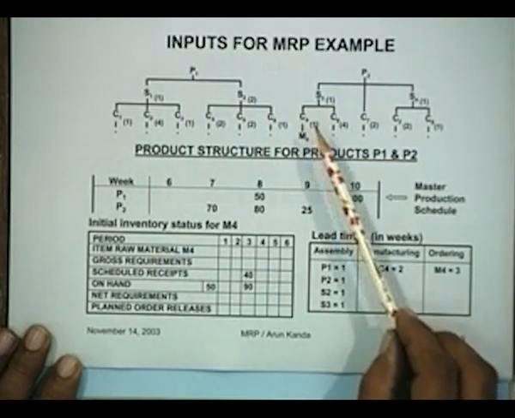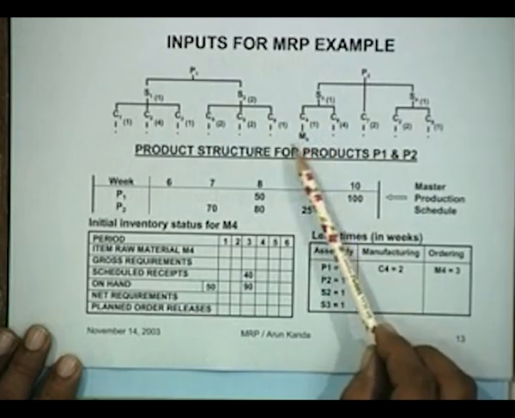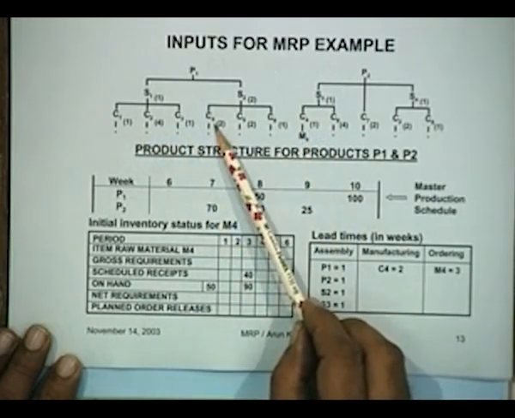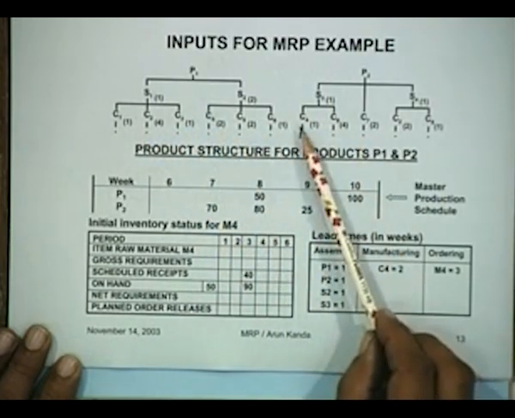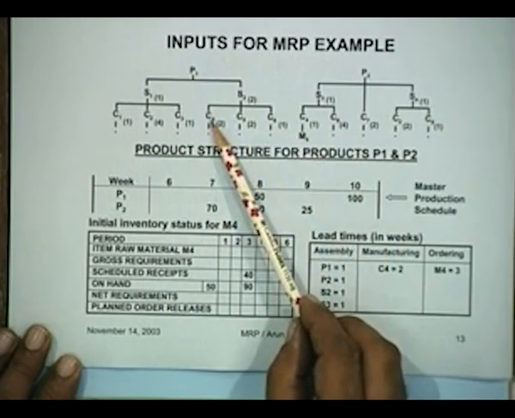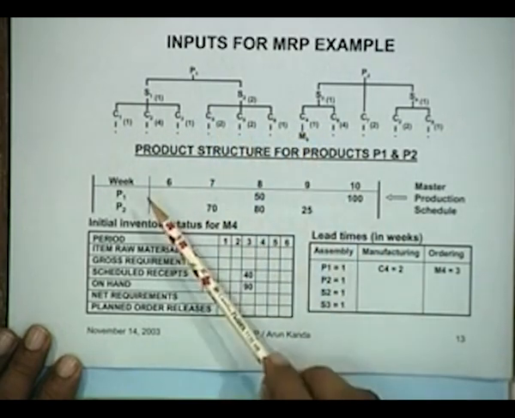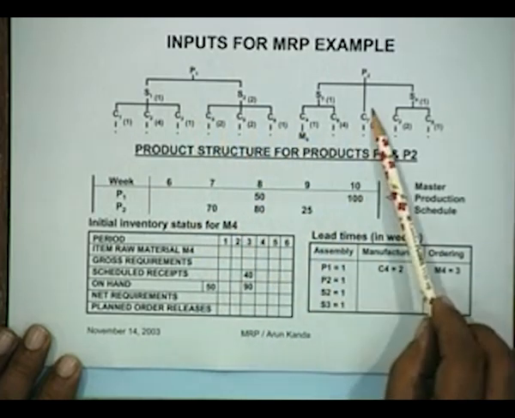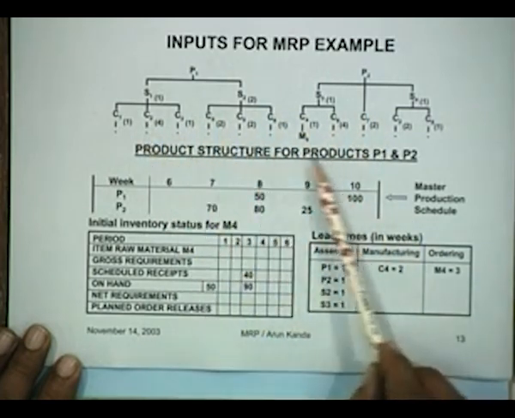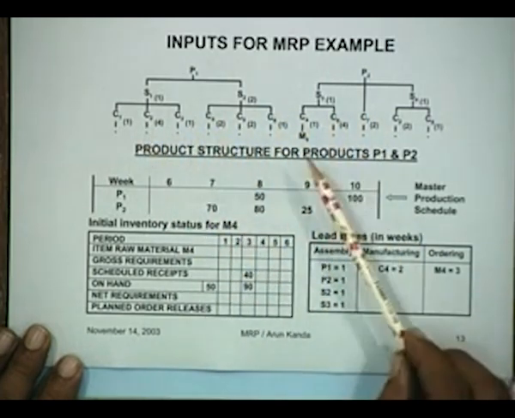For C4 we have M4. So actually wherever C4 occurs, it occurs here also. So in this particular application as well as here, you are going to use this raw material M4. So this is basically the product structure for products 1 and 2, the BOM file.